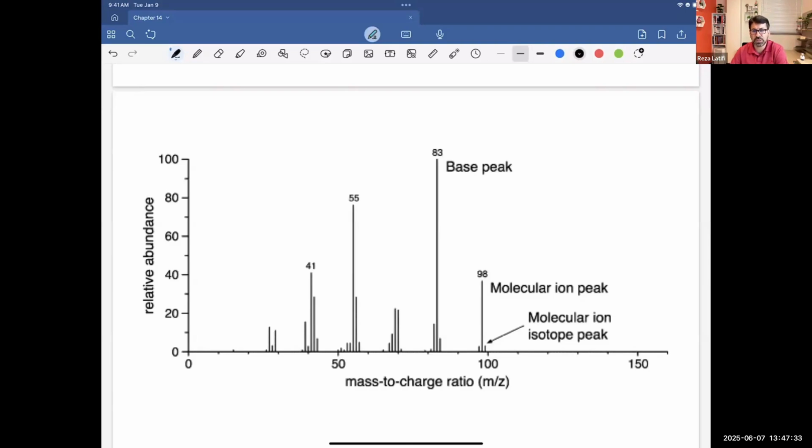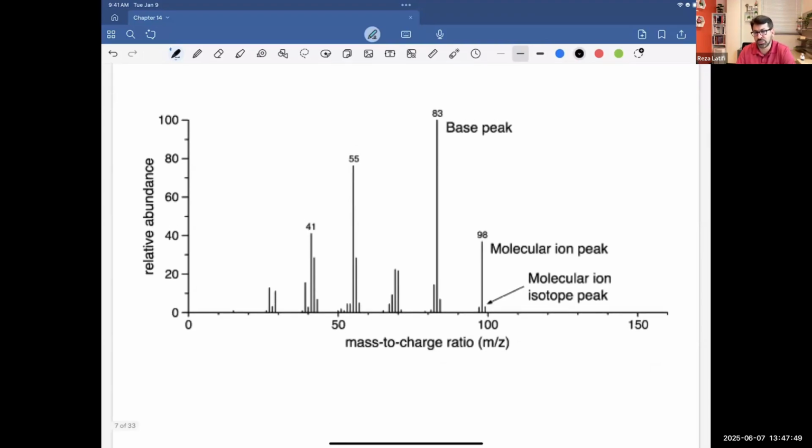And how about the base peak? Base peak is a species that went through fragmentation. And also, I see tiny peaks close to 98 that we said the reasoning for them is because we are dealing with isotopes. I want you to look at the numbers that we are dealing with. One is 98, and the second one is 83.